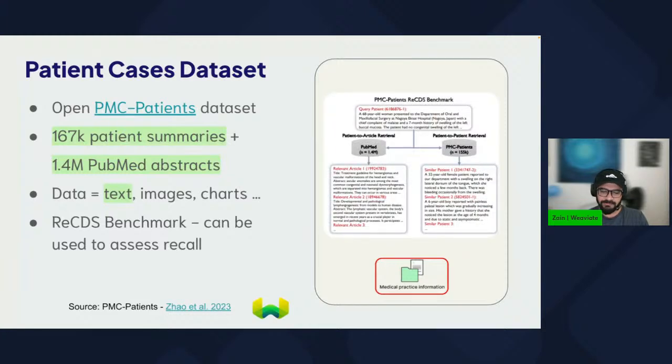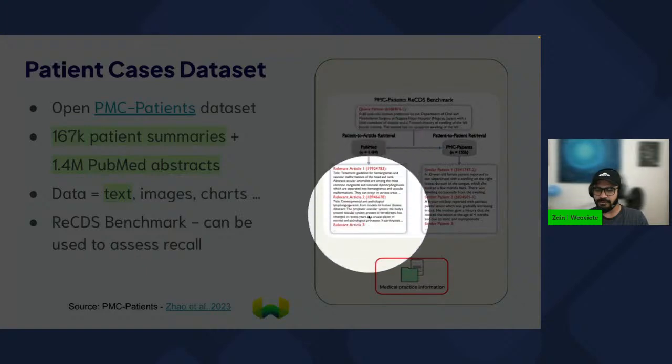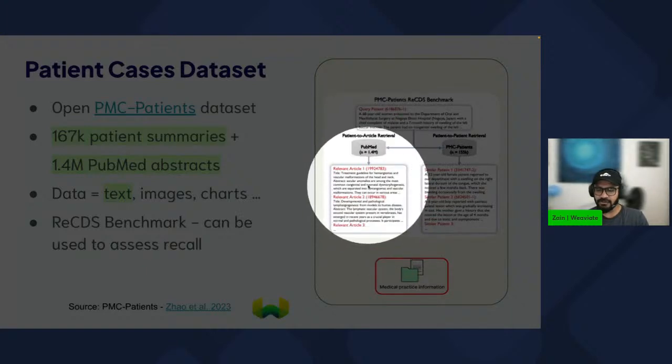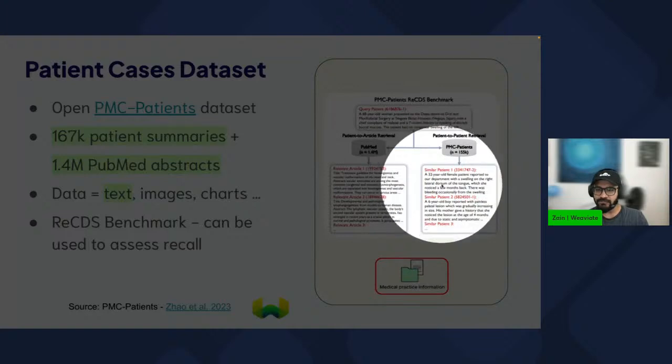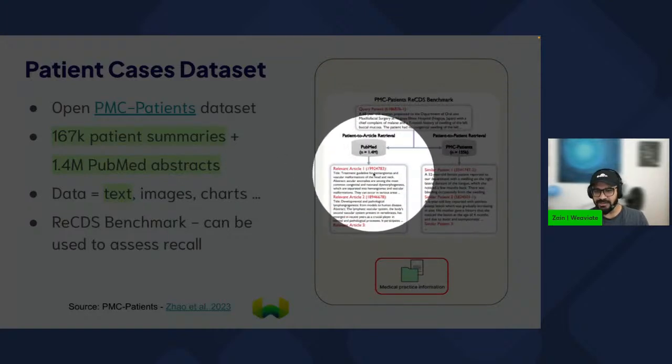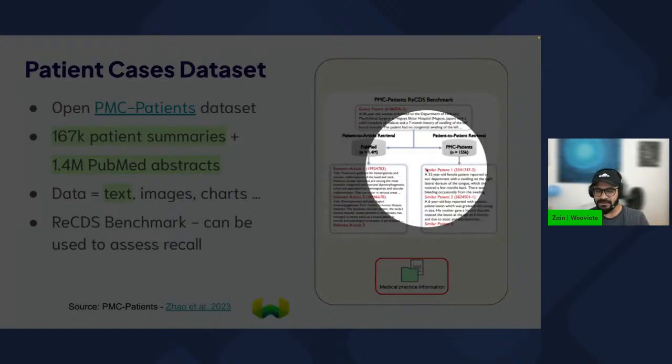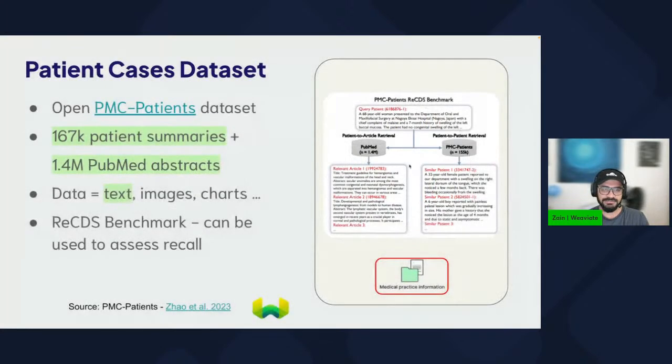If you look into the paper where they published this data set, they break it down into these 2 components where you've got PubMed literature articles, so you can retrieve relevant articles, but then you also have similar patients that you can retrieve from as well. And this is a live database, so they keep on updating it. Last time I checked, it was 1.4 million articles and 167,000 patients, but they keep on updating it as they get more information. So this is going to be our data set.